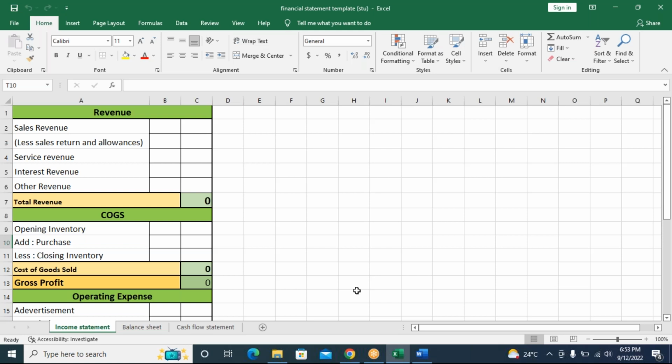From sales, purchase, stock, direct expenses, indirect expenses. So, okay, when we are talking about the tax, yeah, very good.